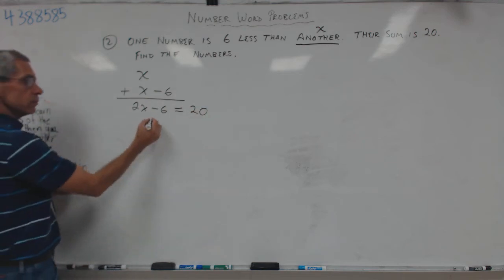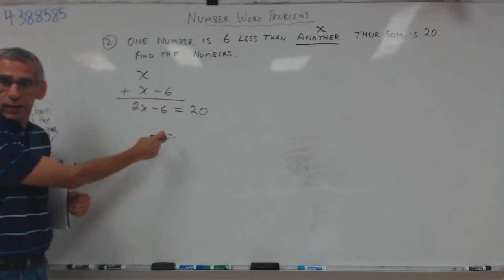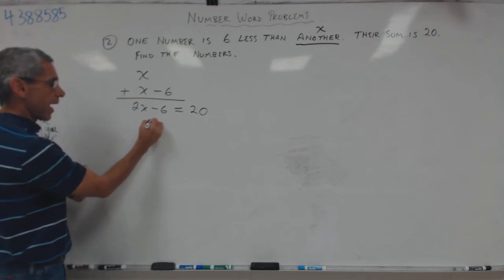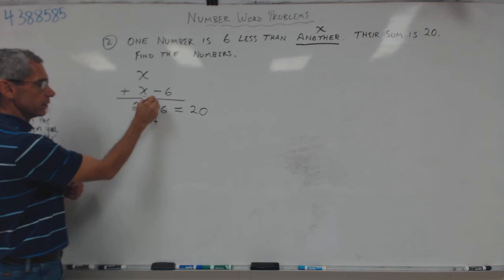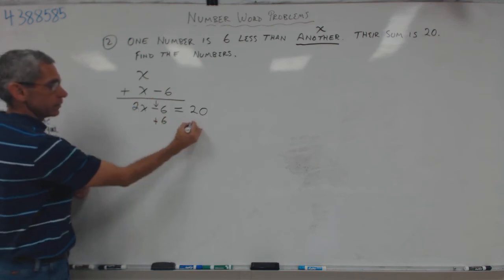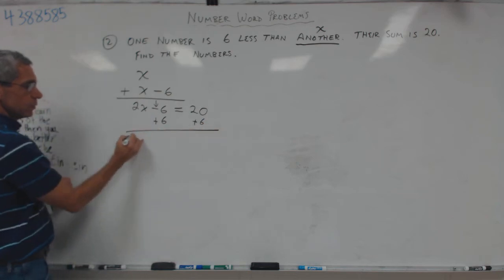Right? And now do I subtract 6 from both sides? You add. You guys all see that? You've got to add 6. Whatever this sign is, you've got to put the opposite sign there. So you're adding 6, adding 6.